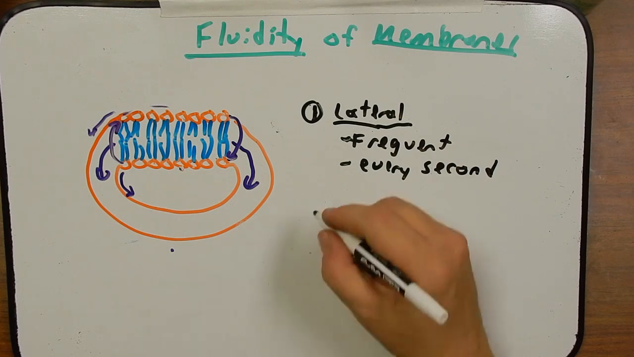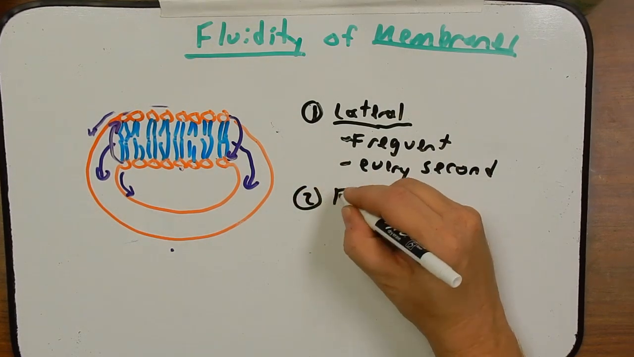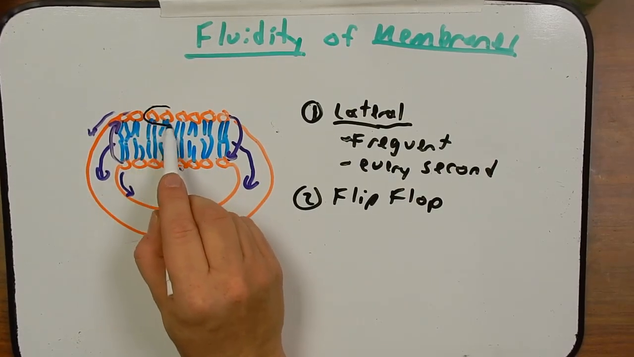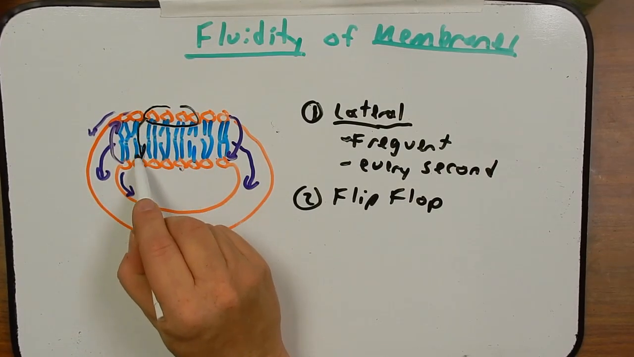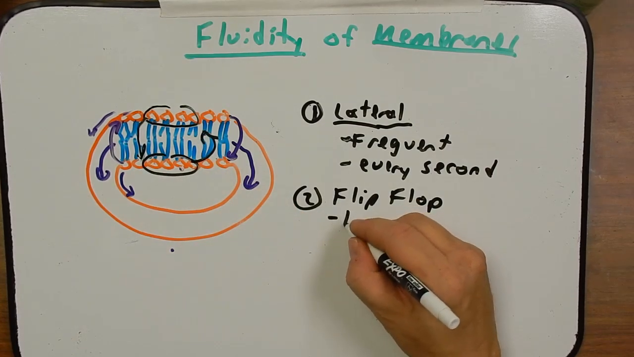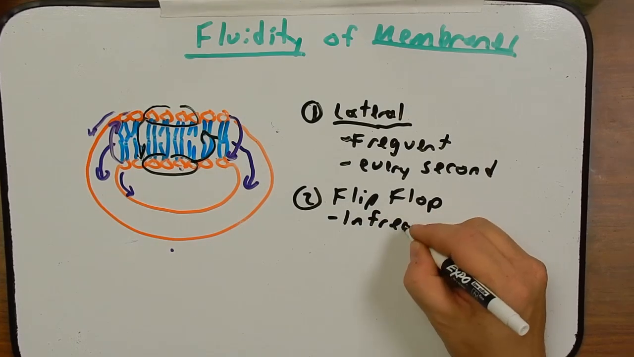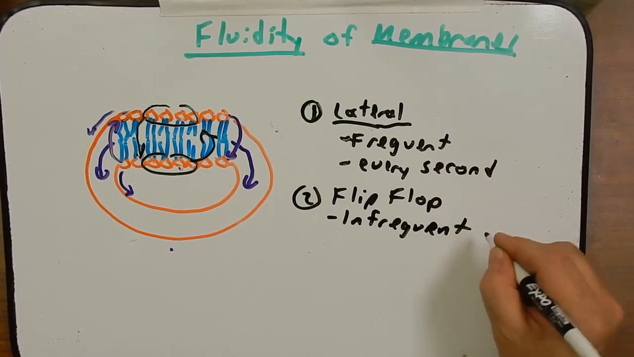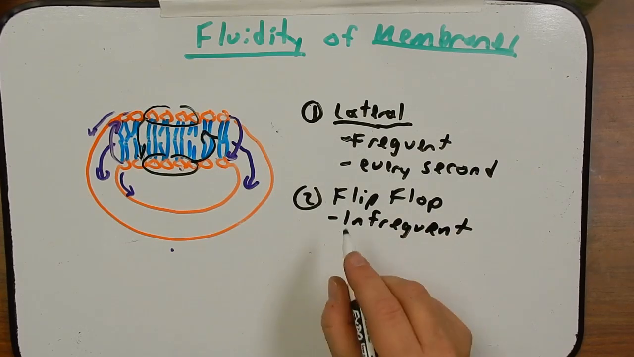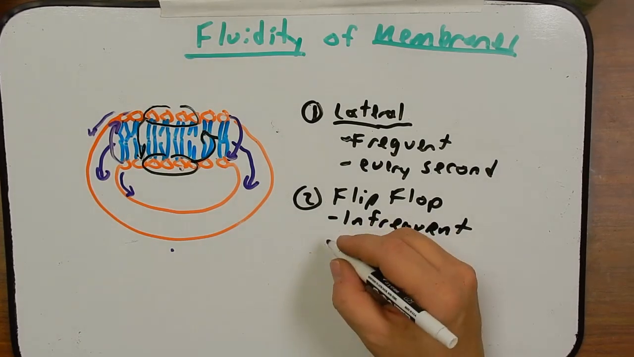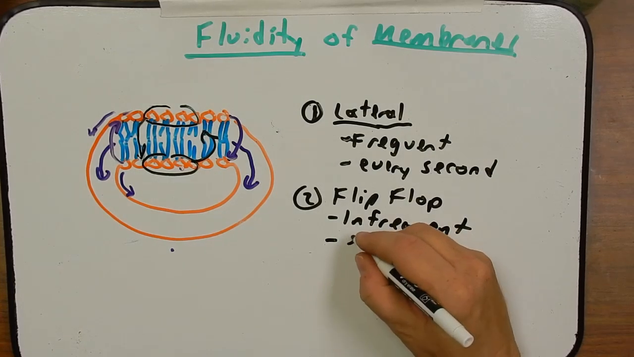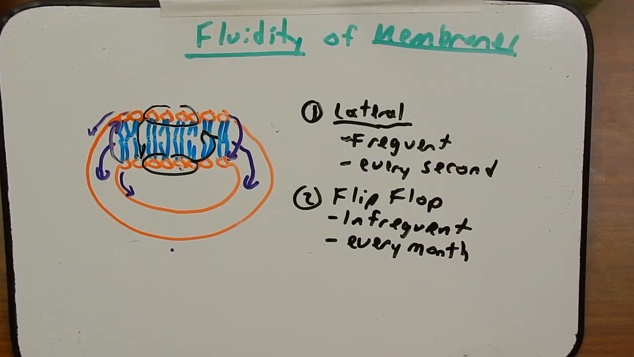The other kind of movement, which we call flip-flop, where this, say, set of lipids moves over here, and this set of lipids moves over here. This is very infrequent. It's very important, and we'll talk later on in this podcast about why it's important, but it doesn't happen nearly as much. And we don't want it to happen as often, and I'll talk about that in just a second. In experimental situations, this might occur every month. In a physiological situation, it occurs a little bit more frequently than that.